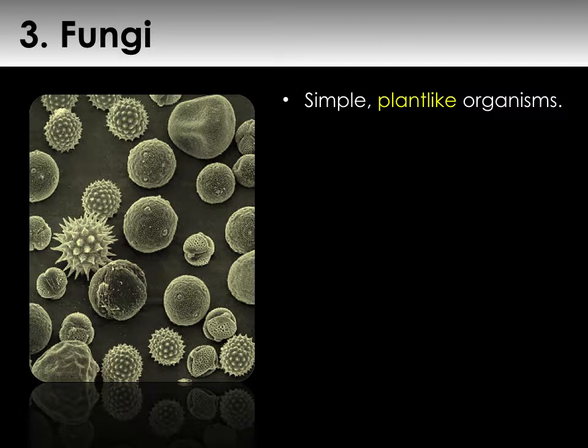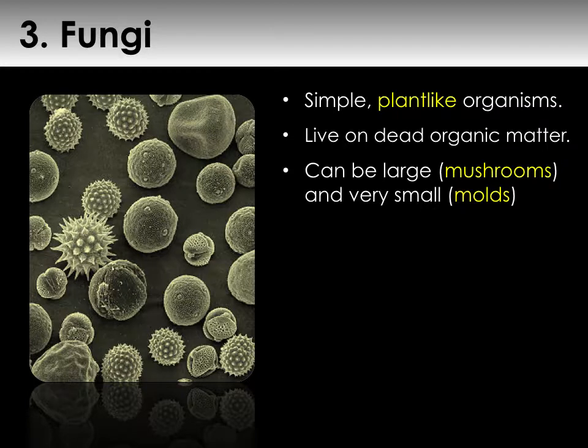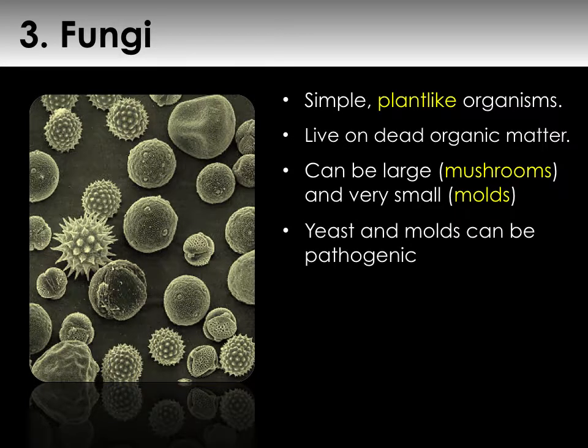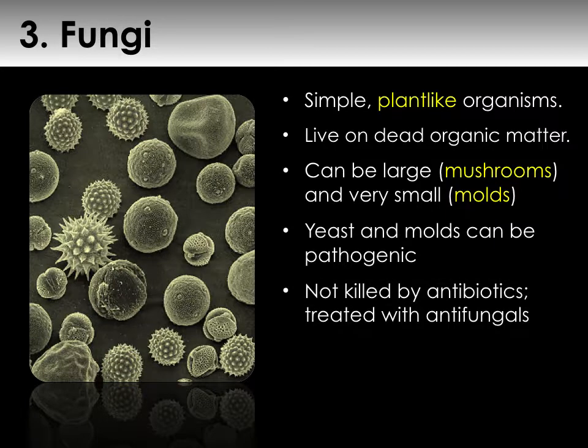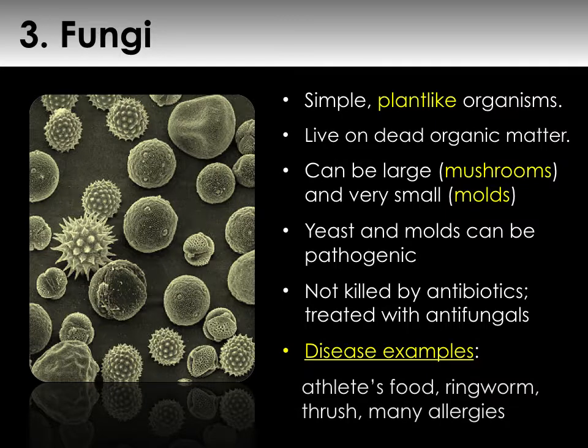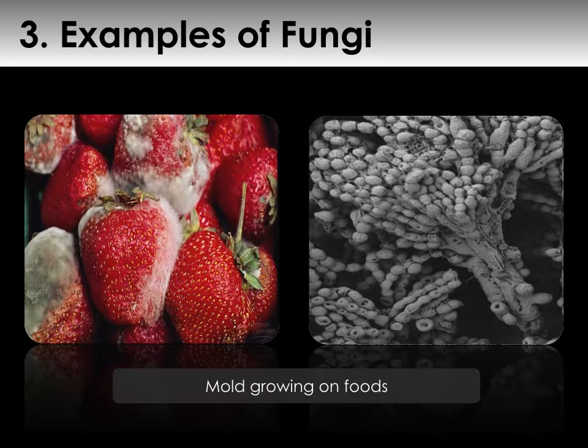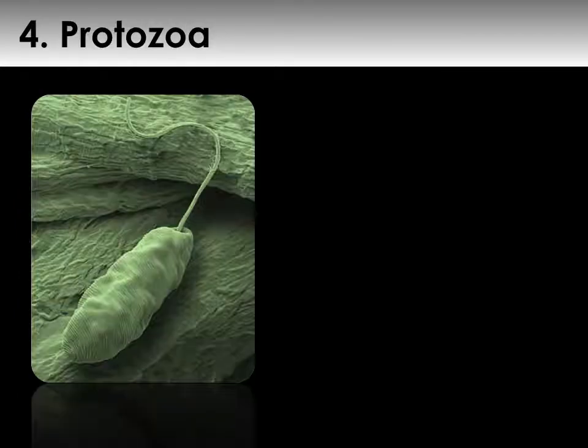Fungi are small plant-like organisms. They live on dead organic matter. They can be large, like mushroom, or small, like molds. Yeast and molds can be pathogenic, and these are not killed by antibiotics. They are treated with antifungals. Examples include athlete's foot, ringworm, thrush, and many different allergies. Some examples of fungi include the mold that grows on food.